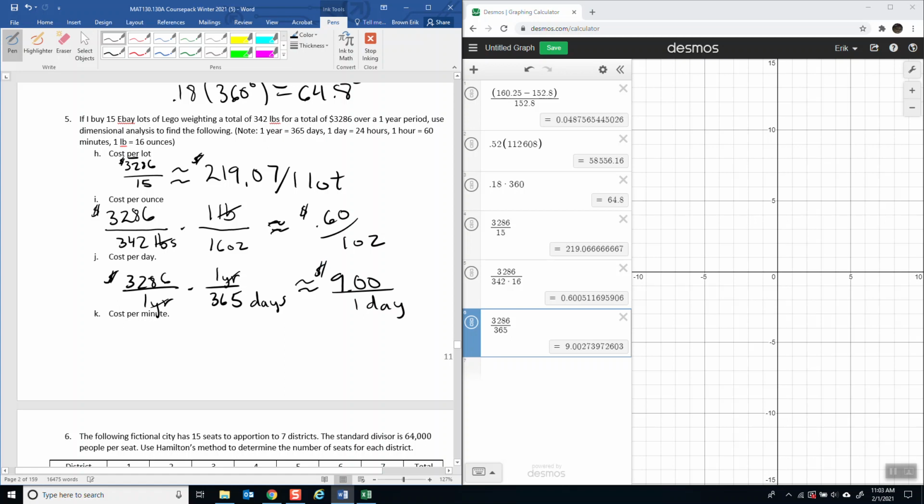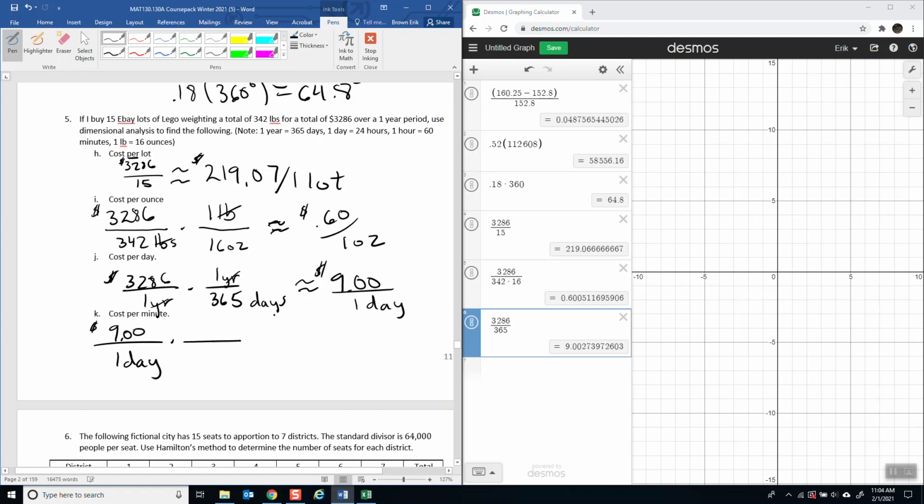All right, and then we're going to go all the way down to the cost per minute. So we could take this rounded value here, this $9 per 1 day, and then convert that day into minutes, or we could start with the year and not round. I'll just go ahead and do the rounded value. So this is $9 per 1 day. We'll lose a little bit of accuracy, but not a big deal.